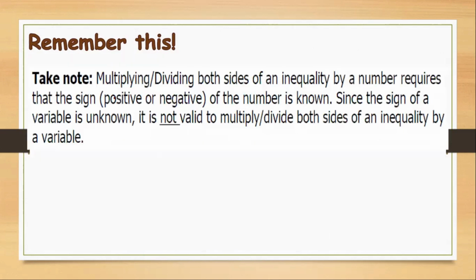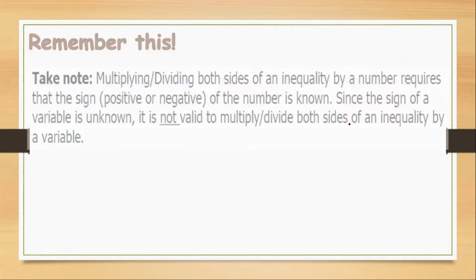Okay, so take note that in multiplying or dividing both sides of an inequality by a number requires that the sign, positive or negative, of the number is known. Since the sign of a variable is unknown, it is not valid to divide both sides of an inequality by a variable.